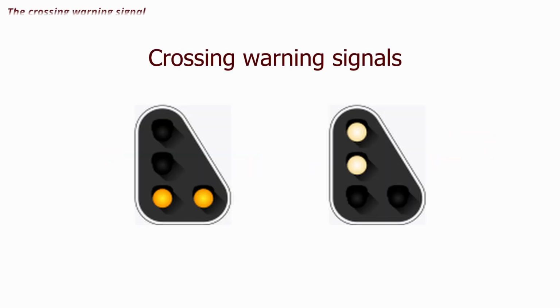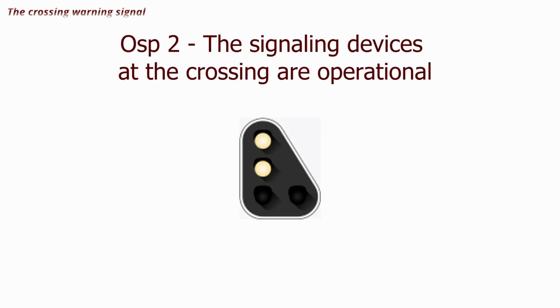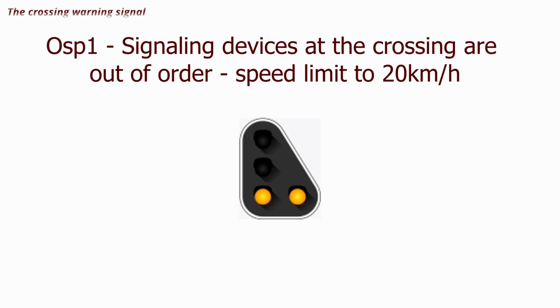The crossing warning signal with a characteristic shape gives information to the driver whether the devices at the crossing, the road intersection, are working properly. Correct working is indicated by two vertical white lights. If something is wrong at the intersection, two orange lights are displayed horizontally. Then you should report this fact to the dispatcher and drive through the crossing at the maximum speed of 20 km/h, being careful.